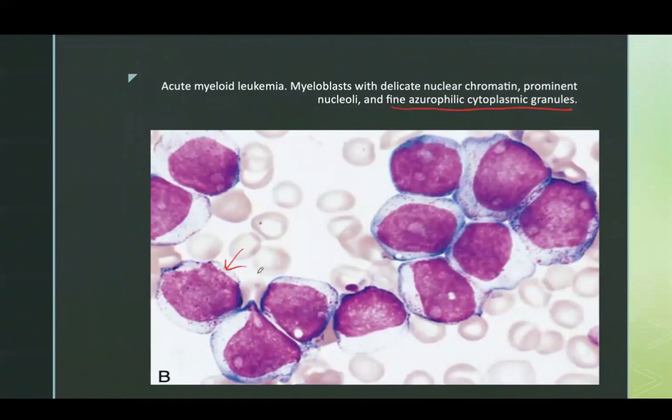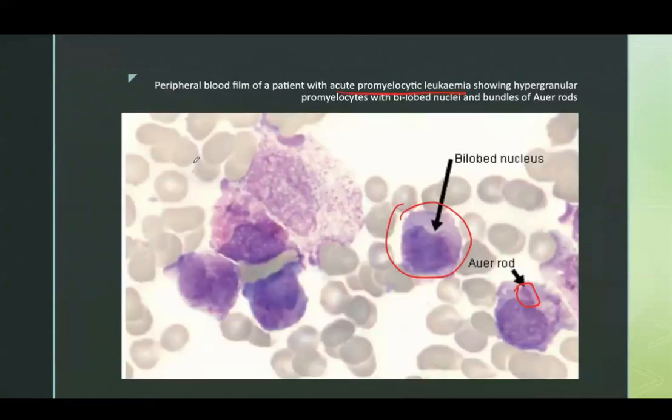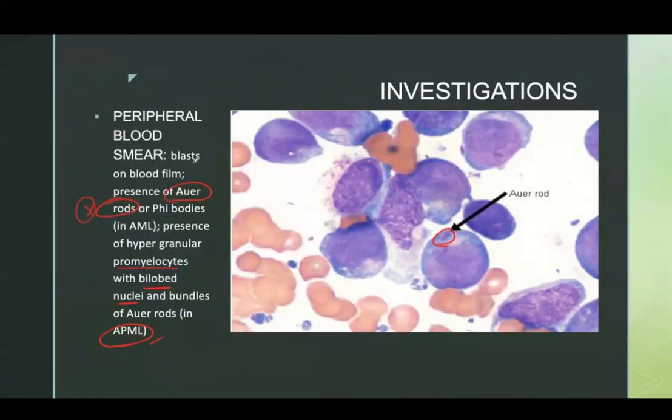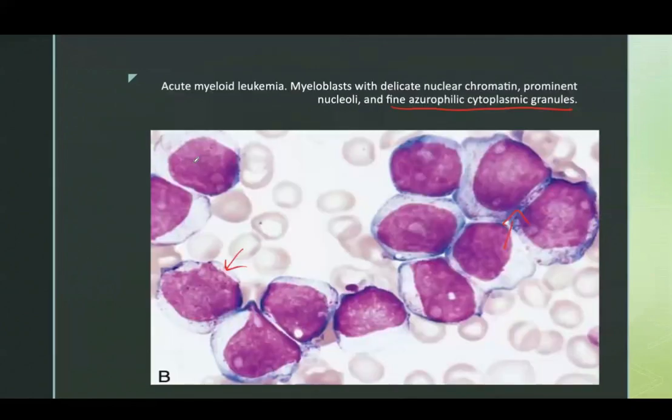Find these fine azurophilic cytoplasmic granules. You can find them over here. If you find these terms, then you should easily know that you are going towards AML. This is not ALL. This is AML. Once again, bilobed nucleus, Auer rods, and azurophilic cytoplasmic granules. These are very important points.